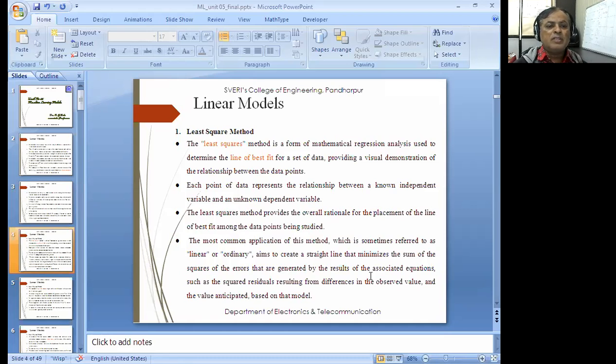So the line of best fit of that set of data, जो आपके पास data है, वो आपका perfectly line के साथ बेस्ट फिट कर रहा है या नहीं, ये दिखाने के लिए है. इससे आपको और क्या फायदा होगा कि it will be helpful in visual demonstration of the relationship between the data points. सो आपके पास जितने भी सारे डेटा है उनके बीच में एक रिलेशनशिप आपको फाइंड आउट करने के लिए मदद मिलेगी. So that is nothing but a form of mathematical regression analysis.